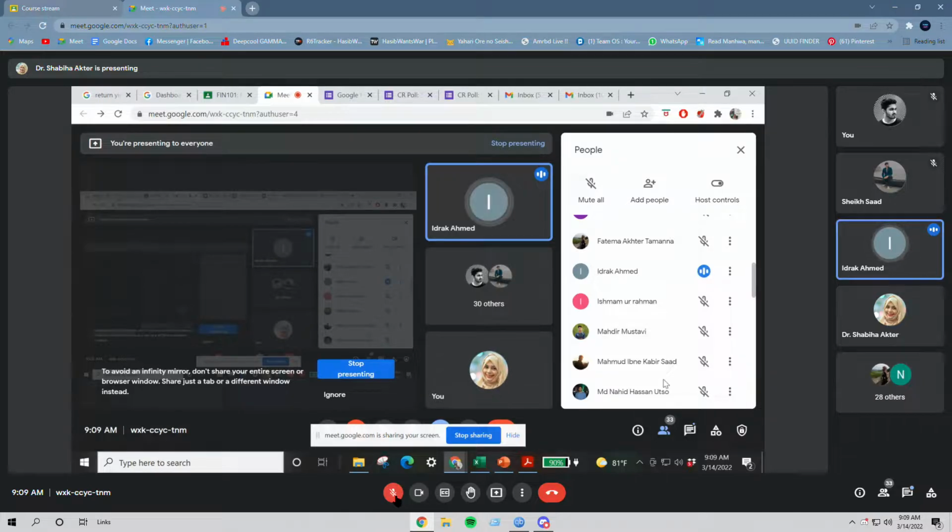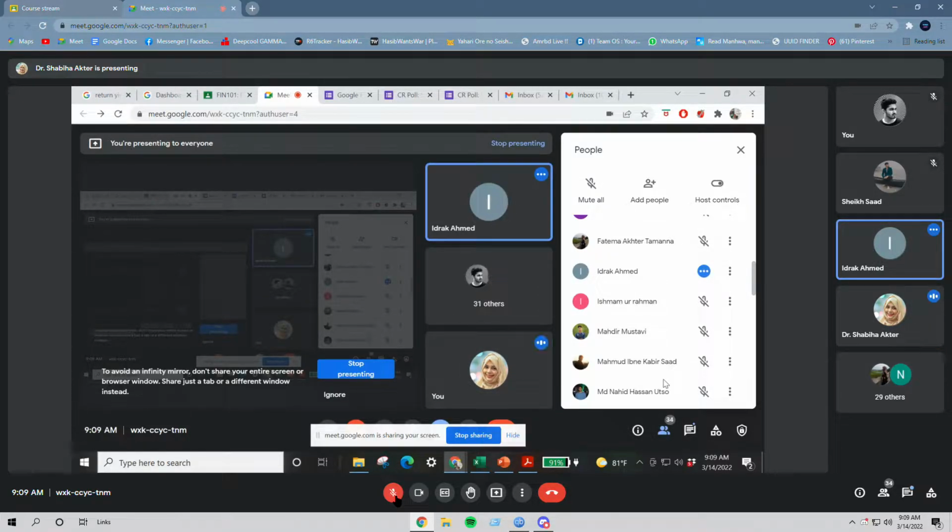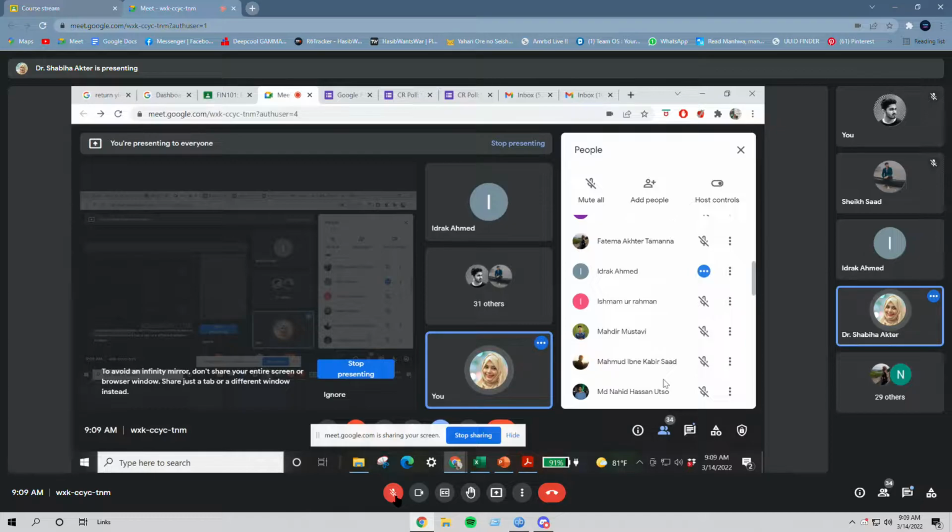I'm a little bit confused about it. Okay, then Idrak, let me explain this again to you. Dollar income is nothing but, if you buy debt securities, you understand debt securities, right? Yes, ma'am. So if you buy debt securities, what will you actually get from the corporation? Interest. That interest is your dollar income.